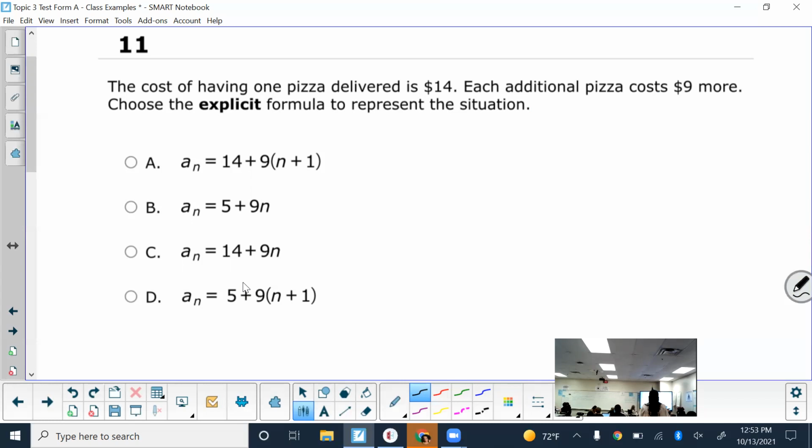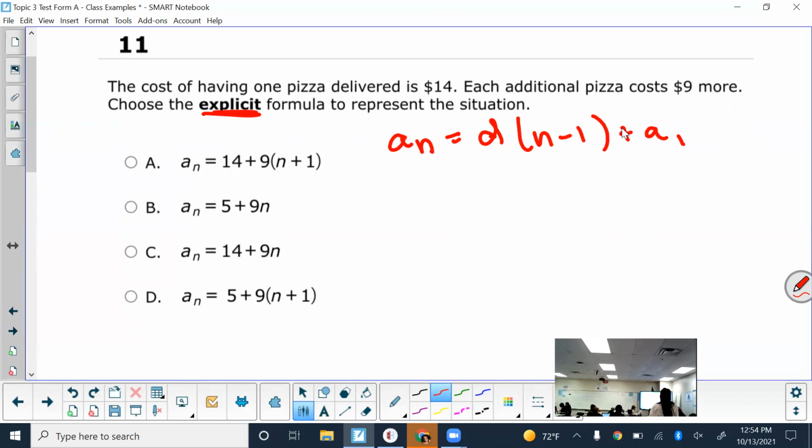So for the explicit and recursive formula questions tomorrow, they will be free response. You will not have options. But for this one, we have the cost of having one pizza delivered is $14. Each additional pizza costs $9 more. Choose the explicit formula to represent the situation. So explicit and recursive are like the only two formulas I provide you. And they've been on the whiteboard since we taught that lesson. So I'm just going to copy over the explicit formula. A sub n equals d times (n minus 1) plus a sub 1.